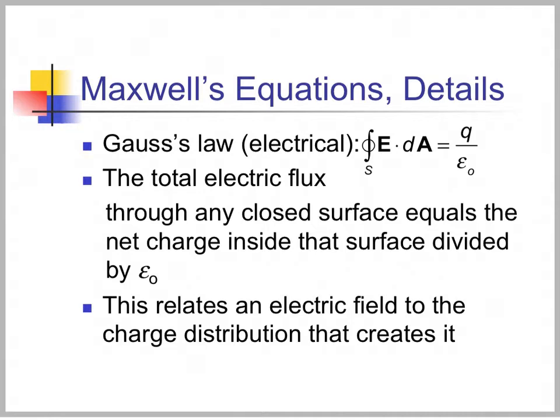Gauss's law, electrical, says the total electric flux through any closed surface is equal to the net charge inside that surface divided by epsilon naught. And it relates an electric field to a charge distribution that creates it.